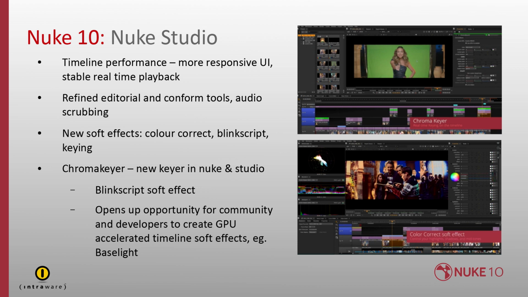Another new soft effect added to Nuke Studio is a blinkscript node. This allows GPU-accelerated nodes to be written specifically for working on the Nuke Studio timeline. An example of this is the new chromakeyer soft effect. This is a blinkscript-created node written to work in real-time whilst keying on the timeline.